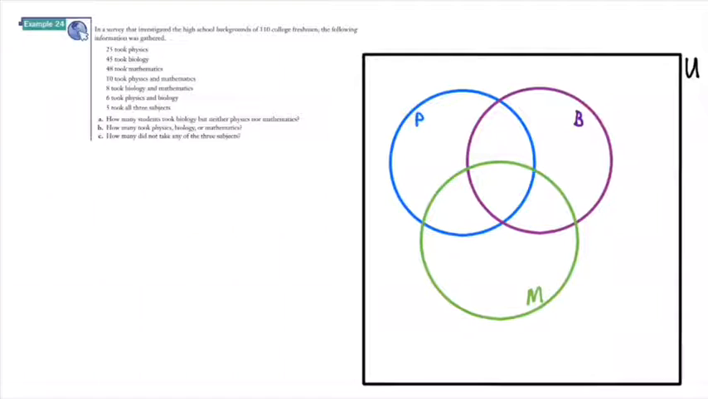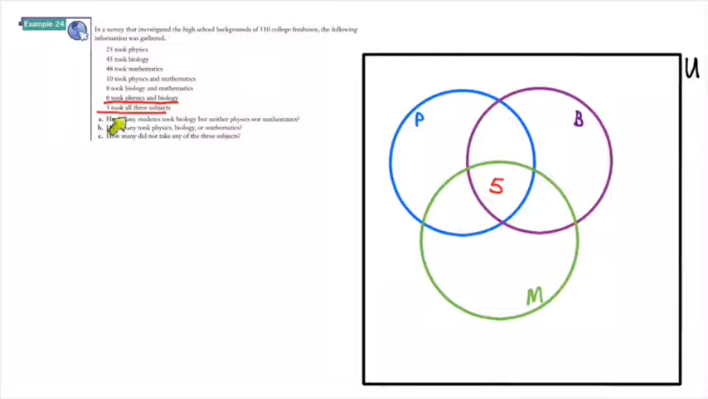So when you're filling out a Venn diagram, it's going to be easiest on you if you'll start with the center and work your way out. So when it says 5 took all 3 subjects, we know for sure that right here in the area where all 3 subjects overlap, that can only be 5 members. So let's start there and we'll put a 5 right here in the middle.